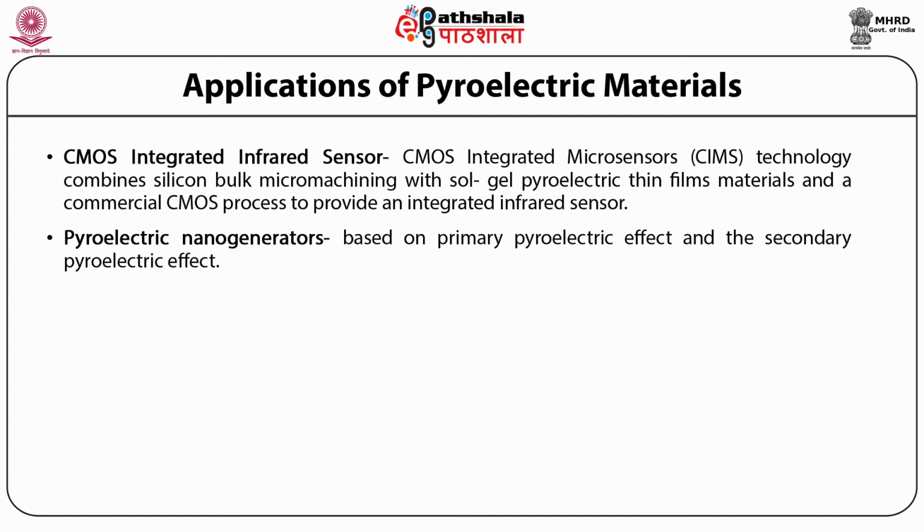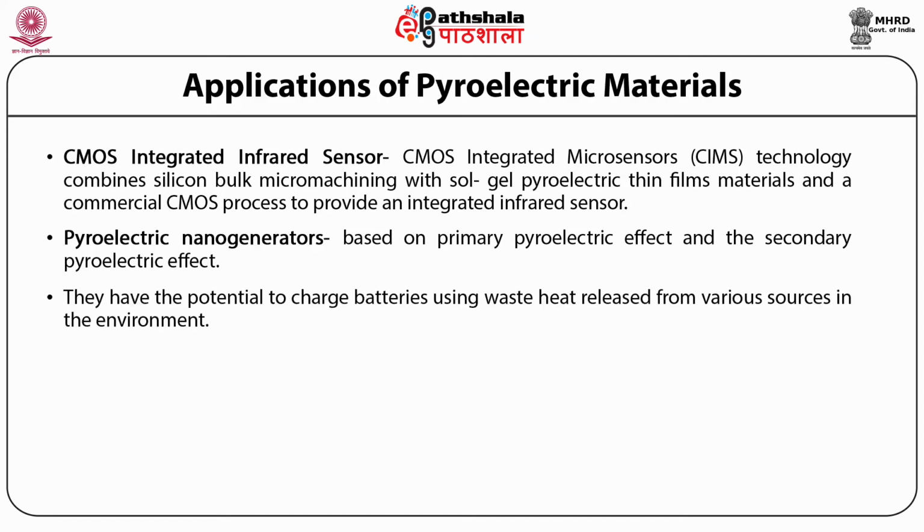nanogenerators. The working principle of pyroelectric nanogenerator is based on two different cases: the primary pyroelectric effect and the secondary pyroelectric effect. The primary pyroelectric effect dominates in PZT, BTO, and some other ferroelectric materials. The secondary pyroelectric effect dominates the pyroelectric response in zinc oxide, cadmium sulfide, and some other wurtzite type materials. Pyroelectric nanogenerators are used as an active sensor which can work without a battery. They have the potential to charge the batteries using waste heat released from various sources in the environment.